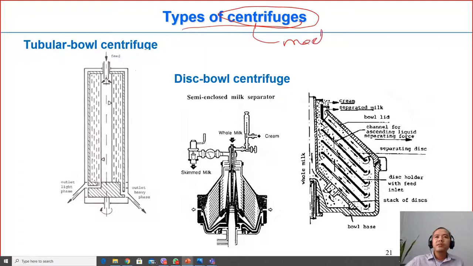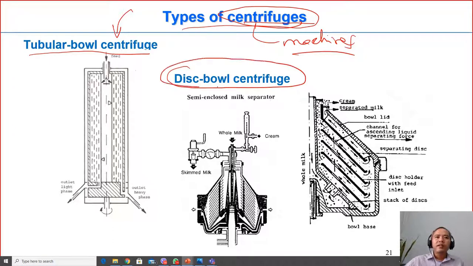Right. Now we look at the different types of centrifuges. Centrifuges are the machines which are used to do centrifugation. Centrifugation is a process. Centrifuges are the machines, the instruments to do that. In the past, they used tubular bowl centrifuges. But nowadays, in the dairy industry, they only apply this. They call this the bowl centrifuge.